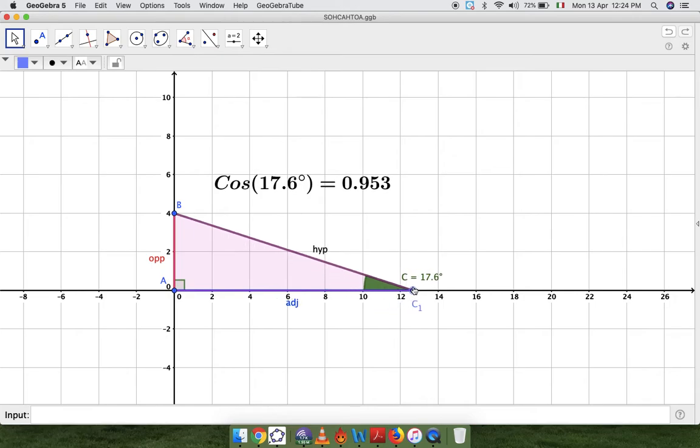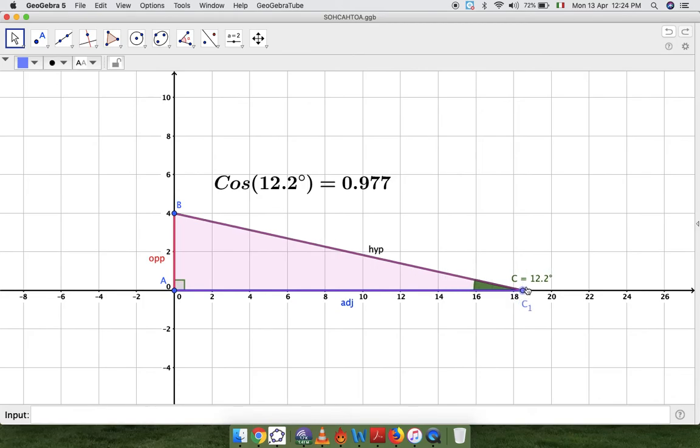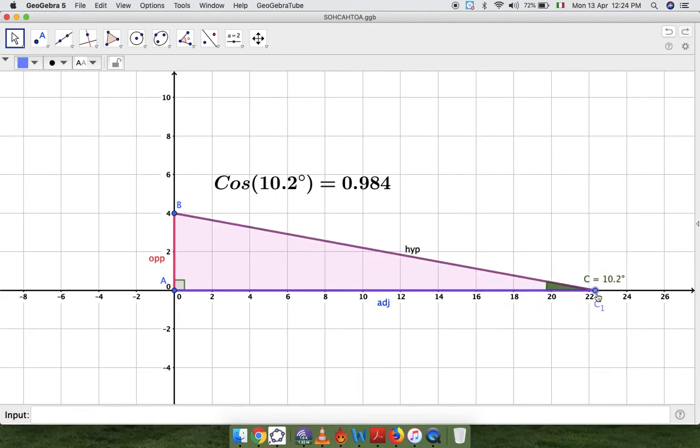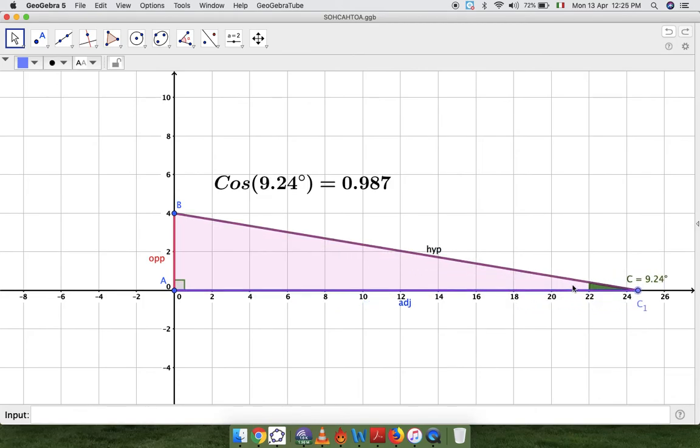And as I keep going out, it gets closer and closer to 1, okay? But it never will be. I can do this forever. That angle is going to get smaller and smaller, okay? And as this angle gets smaller, the length of the adjacent side is creeping up on the hypotenuse, but it'll never be quite as long.